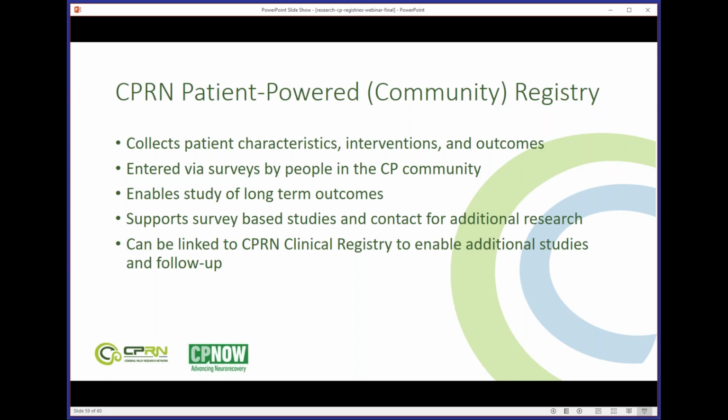And we're using some technology called computer adaptive testing. So it's very smart about how it asks you questions to reduce that question burden that Megan was giving an example of. And so that's critical to get that natural history of long-term outcomes. So it supports survey-based studies, and then it will also support contact information for additional research.